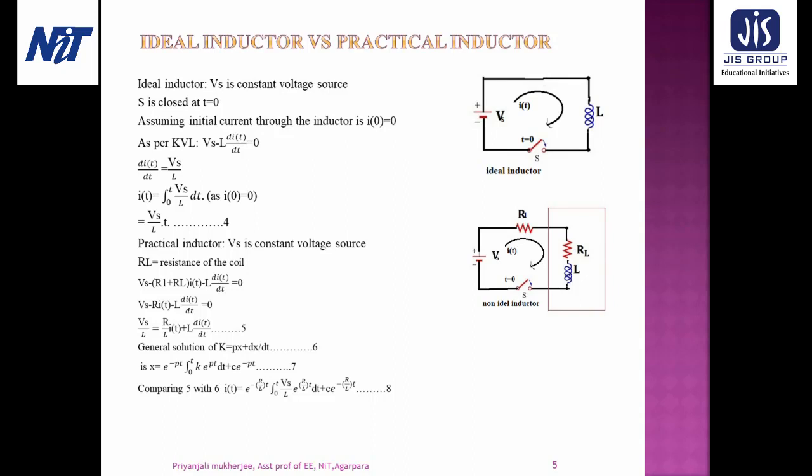Now, in an ideal inductor, we know V is equal to L into di/dt. Now the current through a linear inductor must be continuous, and the voltage across the inductor is not proportional to the current flowing through it, but to the rate of change of the current with respect to time. Now when the current is constant, VL becomes zero. VL is the drop across the inductor, and it is zero. So under the steady state condition and the DC current, the inductor acts as a short circuit.